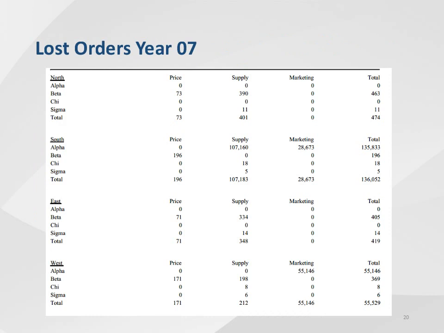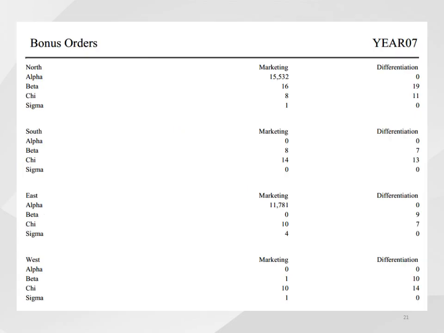Now the concept of lost orders in the simulation simply means that customers that you could have sold to just stayed at home. In other words, you're not losing the orders to other teams in this simulation. Here's the bonus order report. It shows you that you might get bonus orders if you put above the minimum amount of marketing and above a certain amount in development for the chi and the beta products.